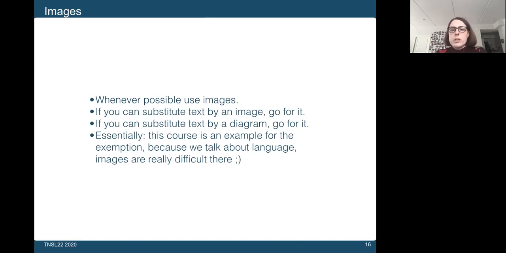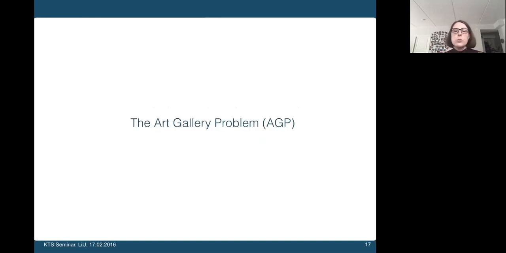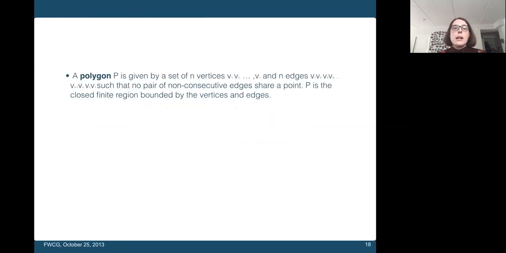And this course is pretty much an exemption from that. So if you also looked at the slides from Michael, there's lots of language because we're talking about language. If that is not the case, try to use images. So let's have a look at the text-based version of talking about the art gallery problem.